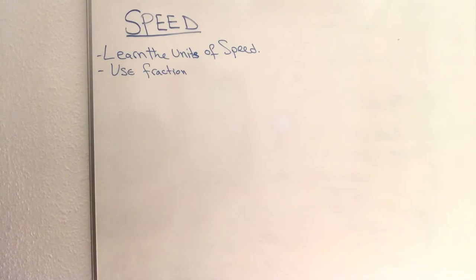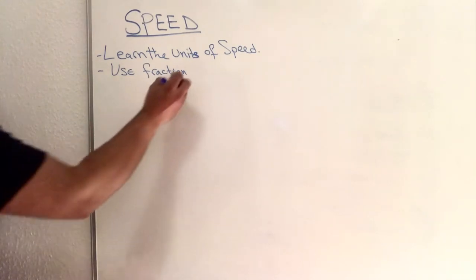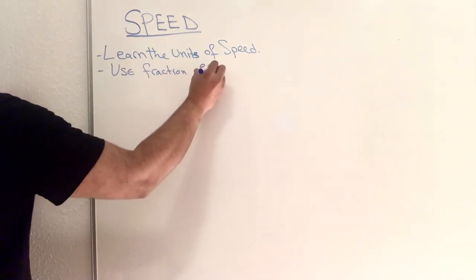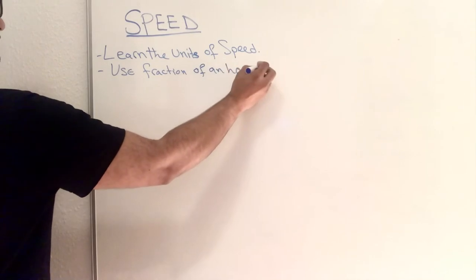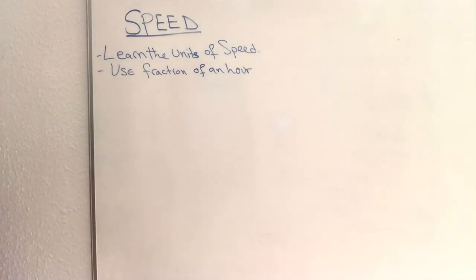Time we can work out in hours. Most likely we are working with time in hours. If something is given in minutes, then we have to convert it into hours. If something is given in seconds, then we have to convert that into minutes and then afterwards into hours, the fraction of an hour, to work out our speed.